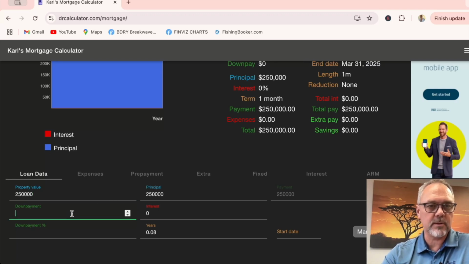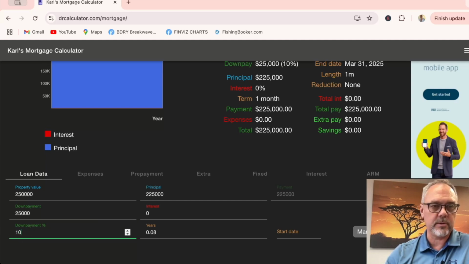So let's do a $250,000 house. We're going to do that. Down payment, you can type in your own down payment if you've got money saved, or you can do a percentage. So if you're wanting to figure out what 10% looks like, put it in there, and of course it's $25,000.